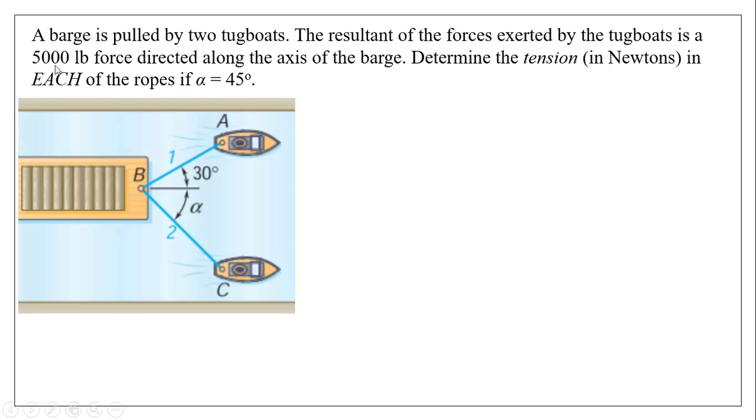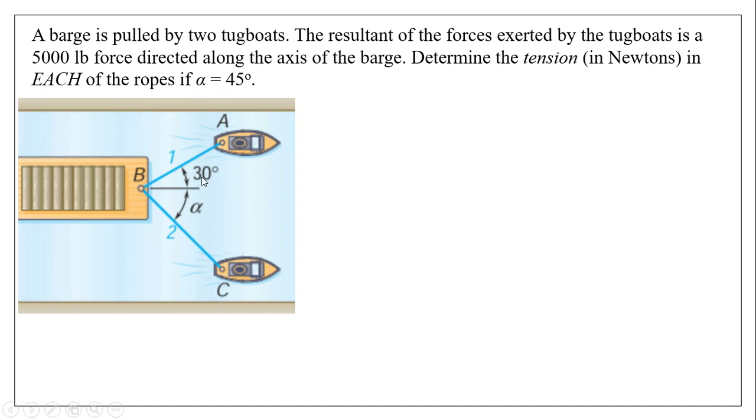Alright, so in this particular problem, we have a barge that is pulled by two tugboats. The resultant of the forces exerted by the tugboats is a 5,000 pound force directed along the x-axis of the barge. So essentially it's telling us the barge is going to be moving rightward, okay? And it says here, determine the tension in newtons in each of the ropes if alpha is 45 degrees.